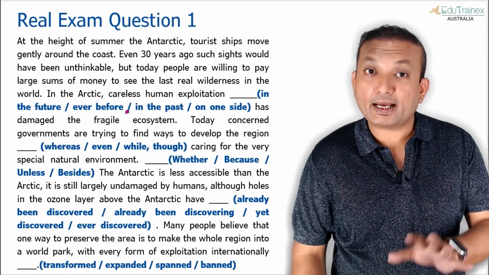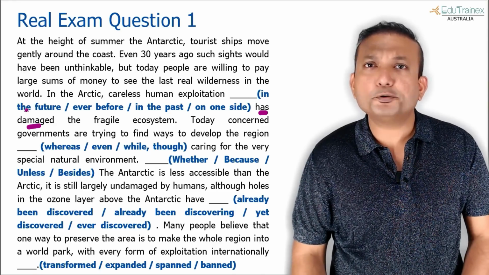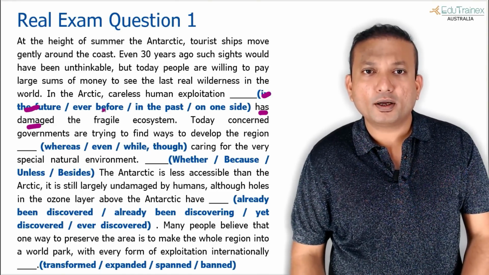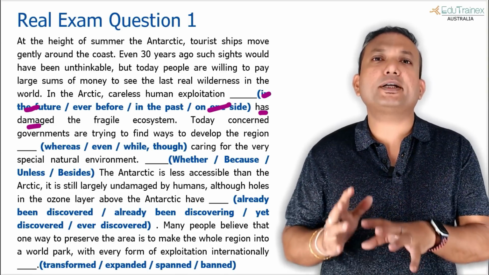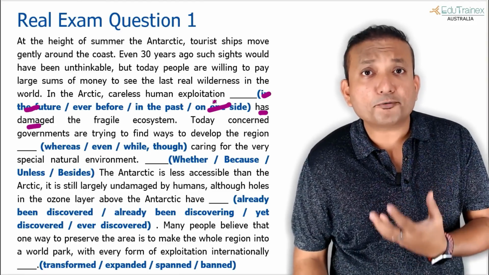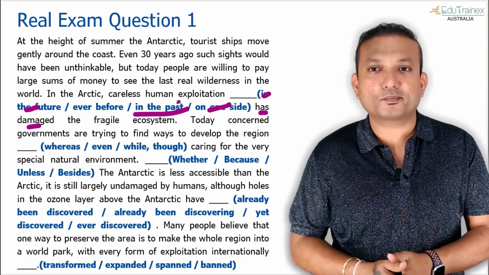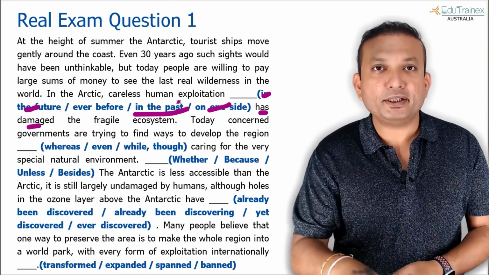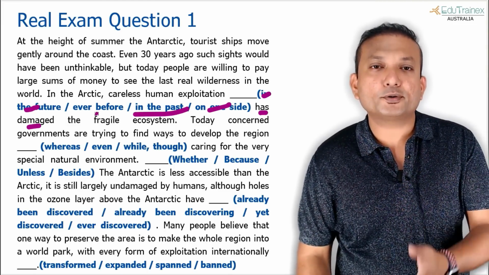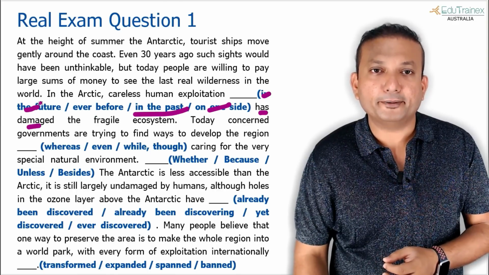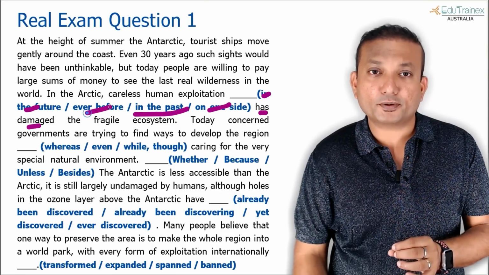In the Arctic, careless human exploitation. What is it talking about? Has damaged. That means something has already happened, so it can't be in the future, right? Ever before. Let's see the other ones. Again, we are talking about something that has happened. So what are we going to use? Just use common sense. In the past. You got the answer. So is it difficult? Just use the meaning of the sentence, the meaning of the context, to find the best answer. Ever before is not even fitting contextually or grammatically. In the Arctic, careless human exploitation ever before. No, ever before is wrong here.